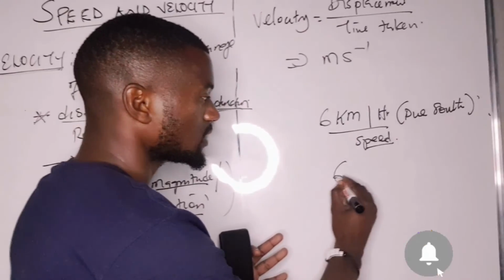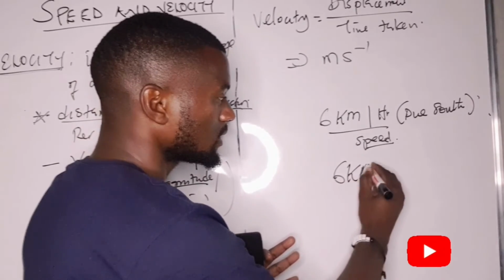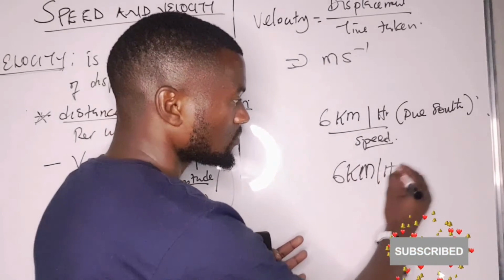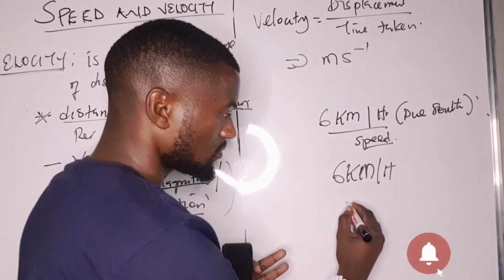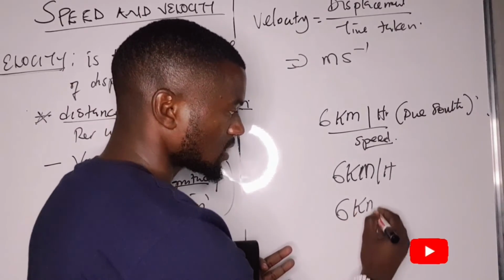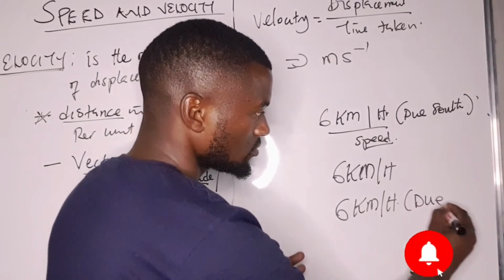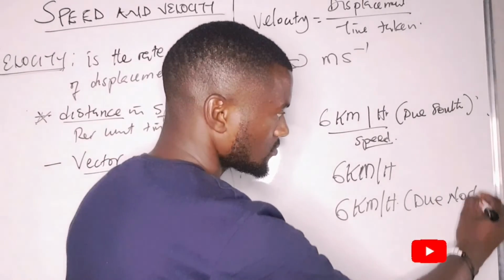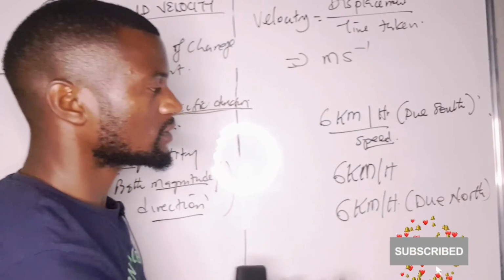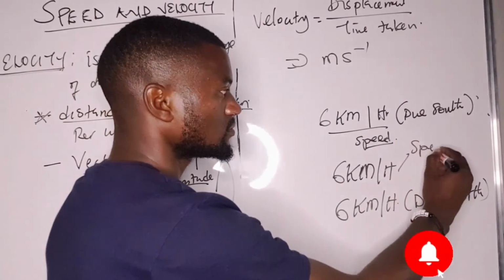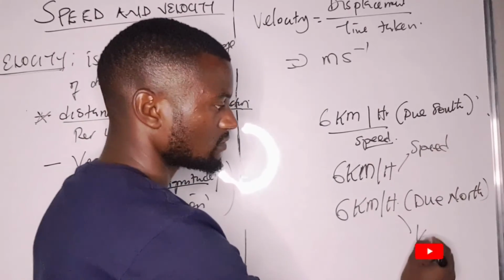So if we have 6 kilometers per hour, then this is the speed. And if we have 6 kilometers per hour due north, then this is the velocity.